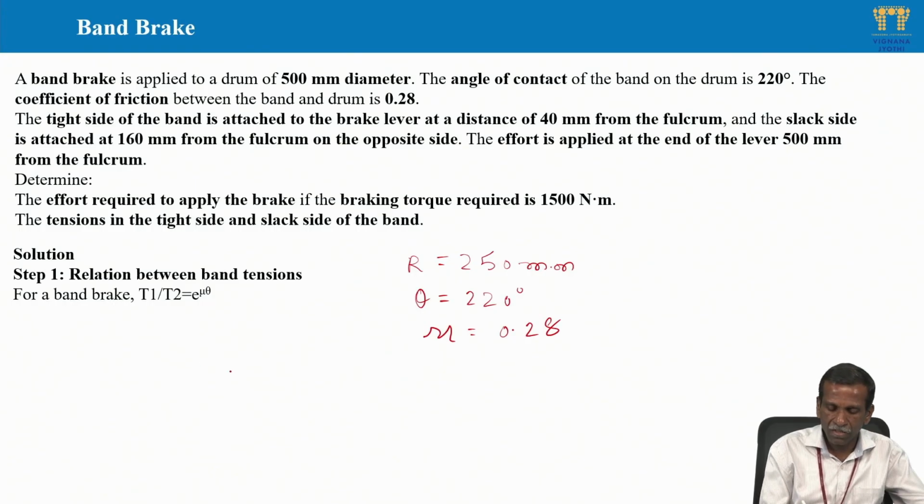You have seen how this band is wrapped around the drum, with tight side and slack side. This is a lever. If the drum is rotating clockwise, this becomes the tight side, T1, and this becomes T2. If you take a free body of the drum with band, or of the lever, it is pivoted at one point.